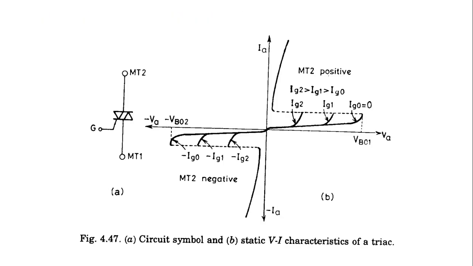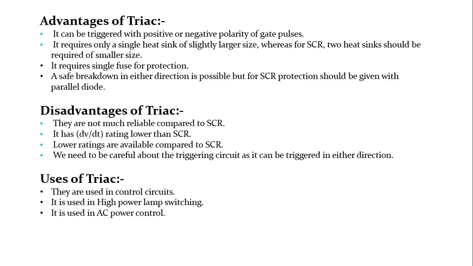And this is the characteristics. If you are increasing the gate current, the breakdown voltage will be reduced. When MT2 is positive, it will conduct in the first quadrant, and if MT2 is negative, it will conduct in the third quadrant with the gate current also negative. And these are the advantages and disadvantages of TRIAC.